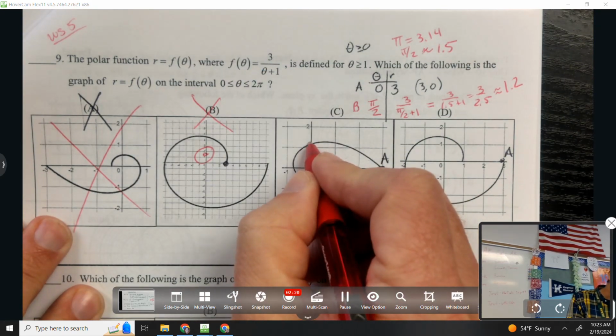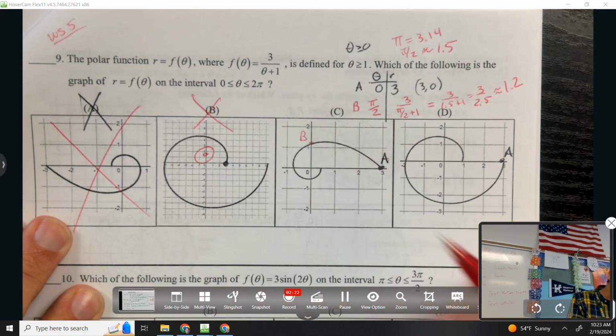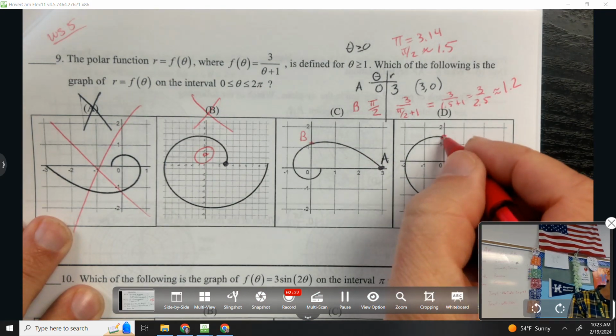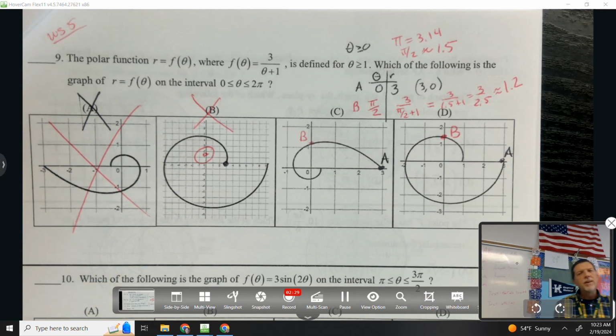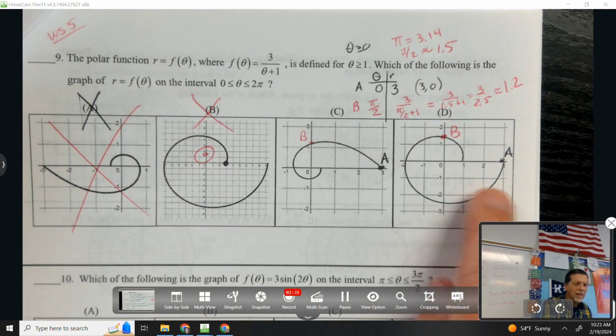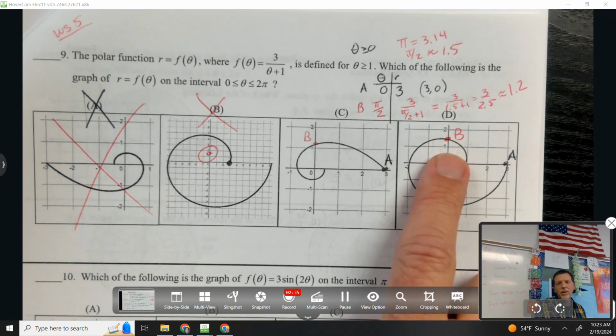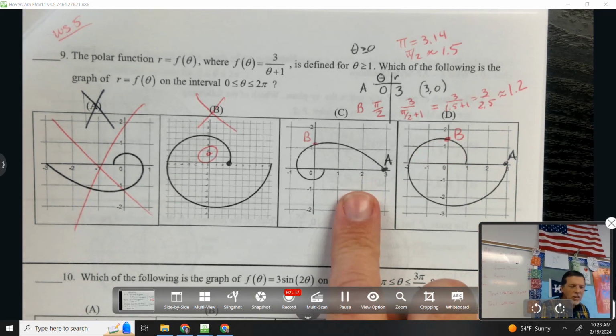Rotate the pi over 2, go a little more than 1. C still in. Rotate the pi over 2 and go a little more than 1. Okay, I don't think D is right because there's a whole lot of points in between A and B that we would not have gone through. So I'm pretty sure C is right.